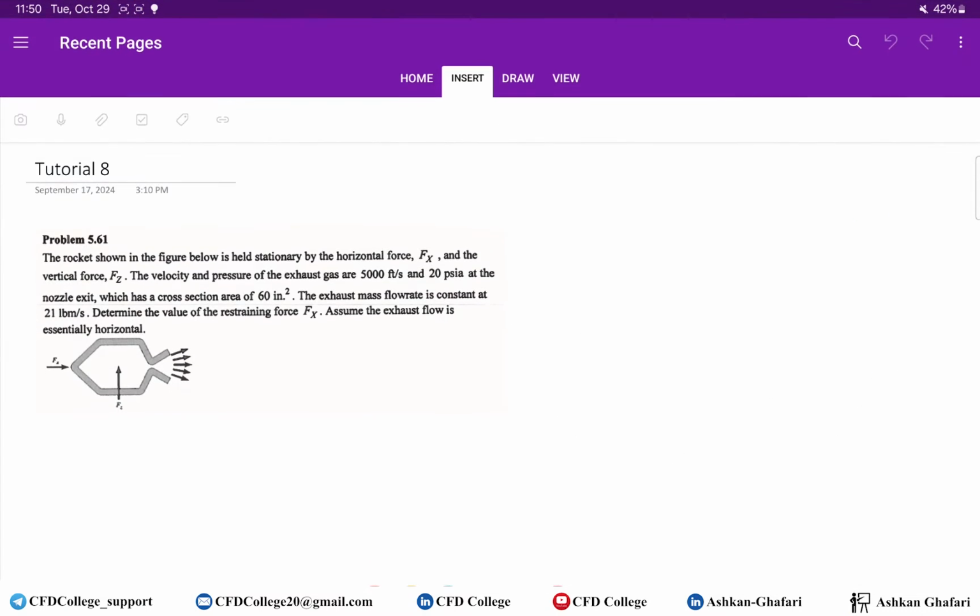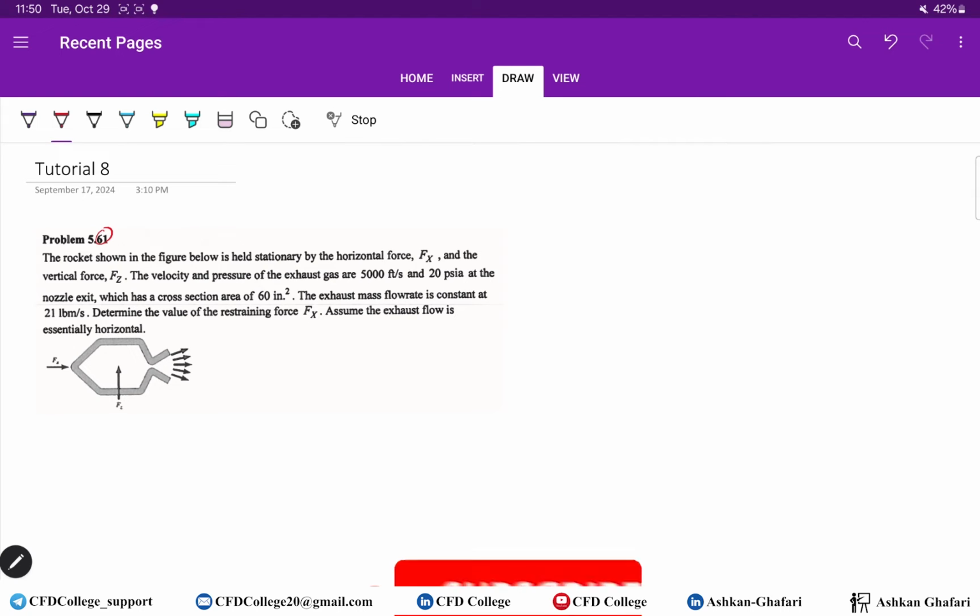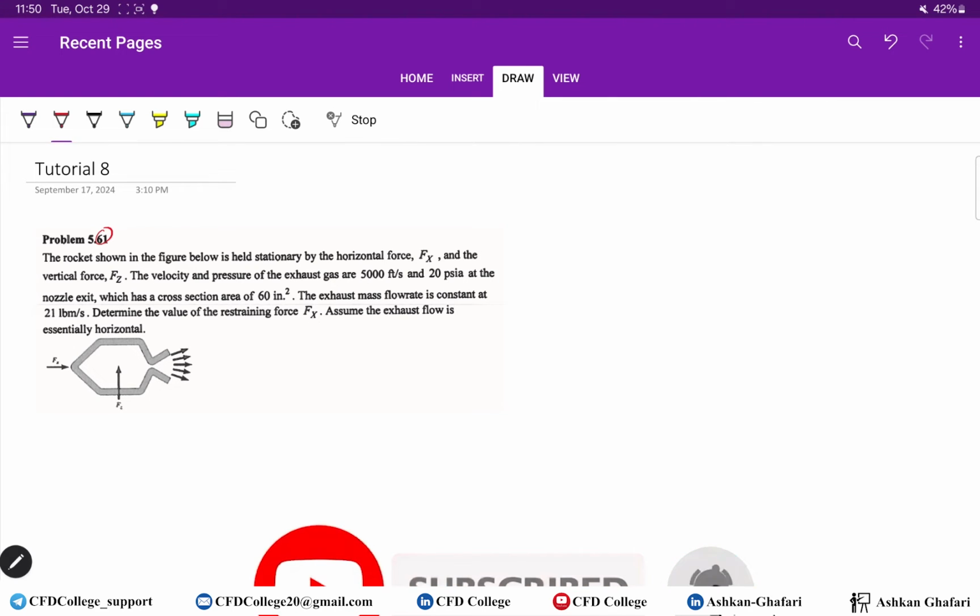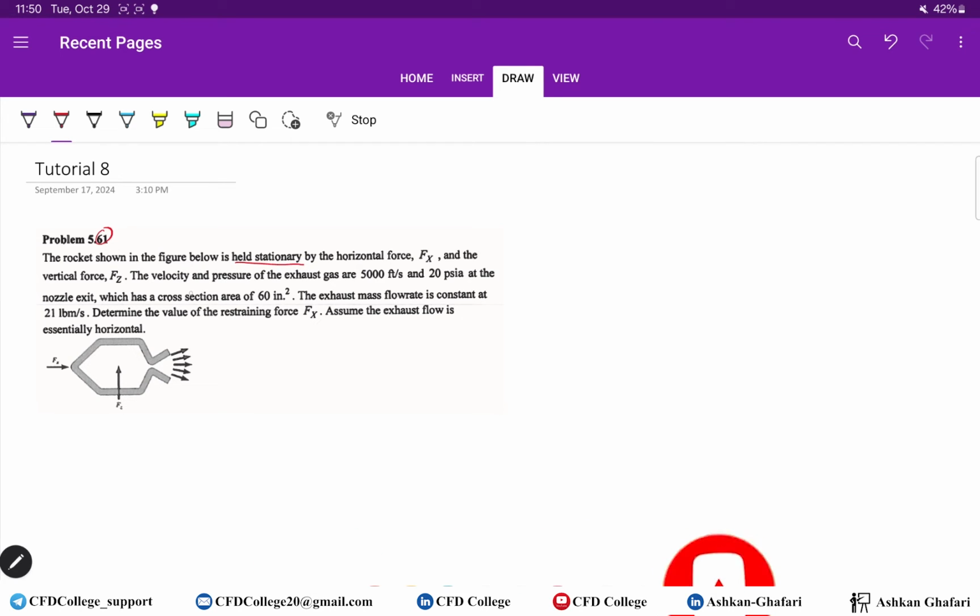Okay, let's jump to the first problem. Problem number 61. Here we have a rocket. The rocket shown in the figure below is held stationary by the horizontal force Fx, and the vertical force Fz. Here we have Fx and Fz.